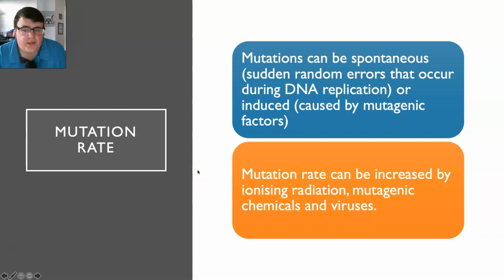Generally, mutations can be spontaneous, so they occur randomly, random errors occurring during DNA replication, but they can also be induced, which is when we say it's caused by something like a mutagenic factor, like a carcinogen. Mutation rates can be increased by exposure to things like ionizing radiation, mutagenic chemicals, or even viruses.